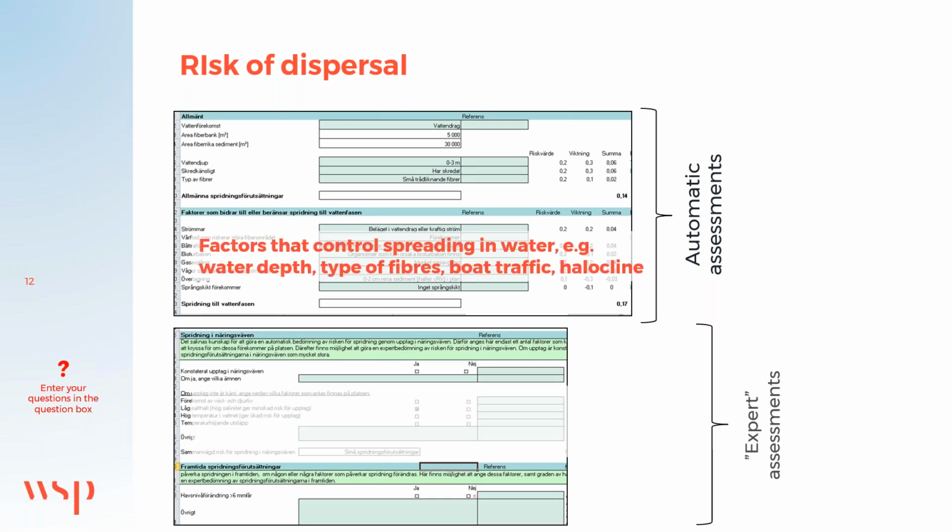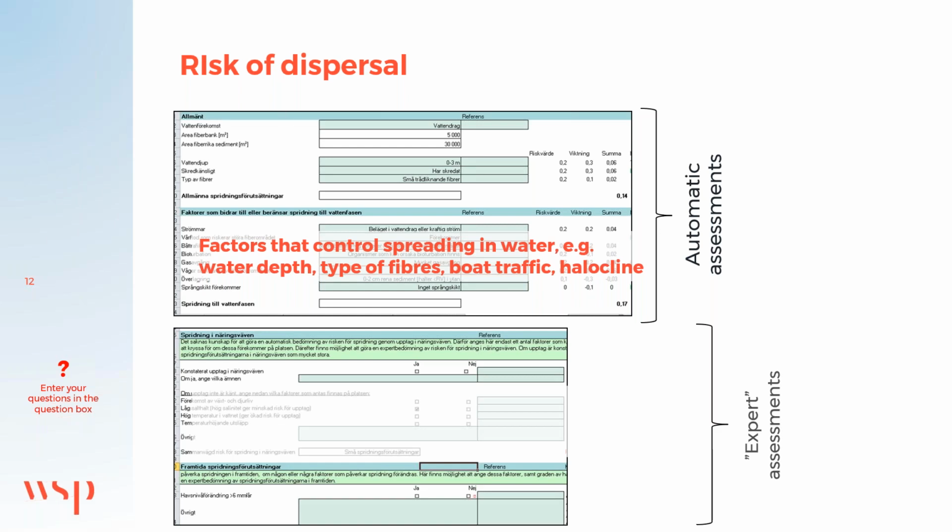For example, water depth, fiber type, if the fibers are large or small, boat traffic, waves, and occurrence of halocline were assessed automatically. And the user just chooses an answer in a drop-down menu, and this gives a risk value. For example, shallow water means there's a greater risk of spreading by waves, and this gives a greater risk value compared to deeper waters.